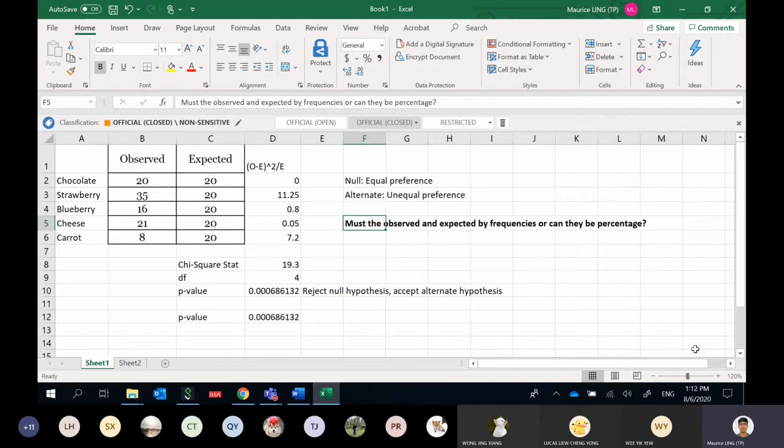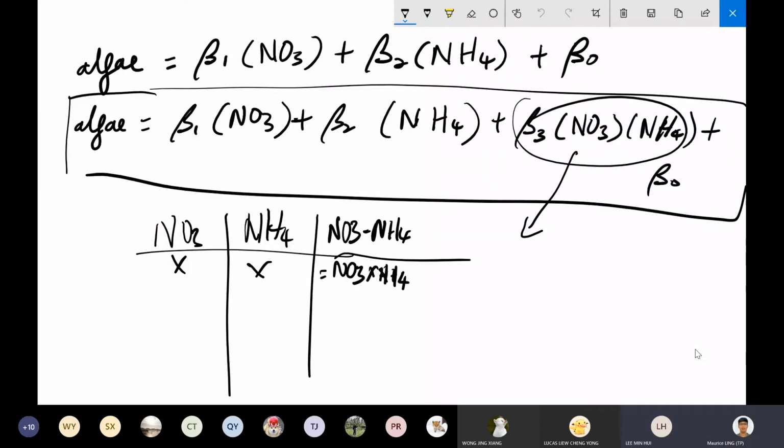Anybody can have an example of why do you actually need frequency and not percentage? Why you cannot use percentage? Or worse still, you cannot use ratio. Min Hui, any suggestions? Is it the number of data you have? Like what percentage is just a number? To some extent, okay, if you look at the table, right?